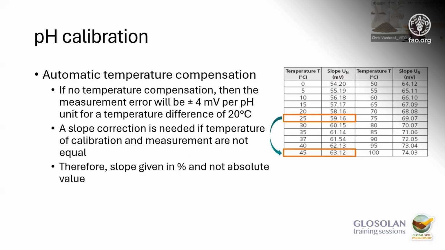This is also a table that shows you the impact of the temperature on the slope. For instance, at a temperature of 24 degrees C, you get a slope of 59.60, while at 45 degrees C, that's already a high temperature, you get a slope of 63.12. So you get a difference of 4 millivolt, and that can have an impact on your pH value. That's why it's important to do the automatic temperature compensation.